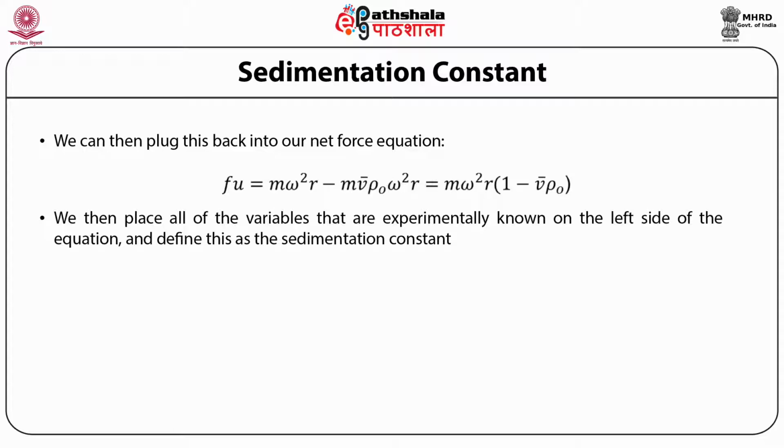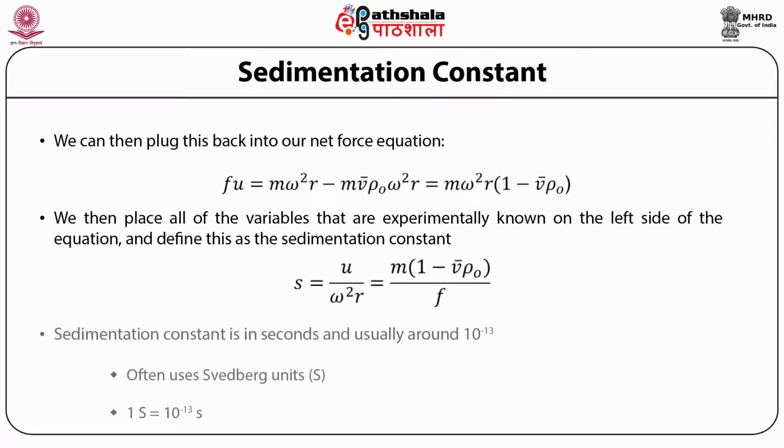as the sedimentation coefficient. So the sedimentation coefficient is given as u by omega square r, and the sedimentation coefficient is in seconds and usually around 10 to the power minus 13. So 1 S equals 10 to the power minus 13 seconds, and that is also known as 1 Svedberg unit.